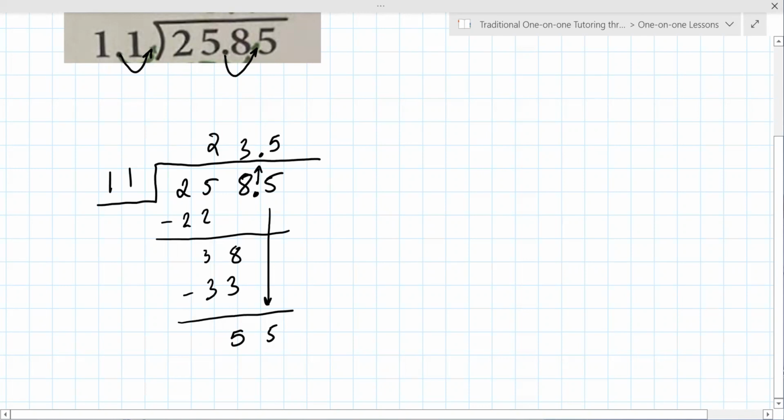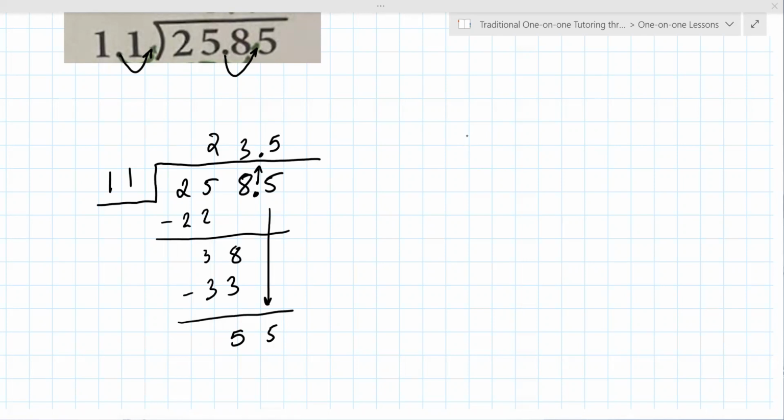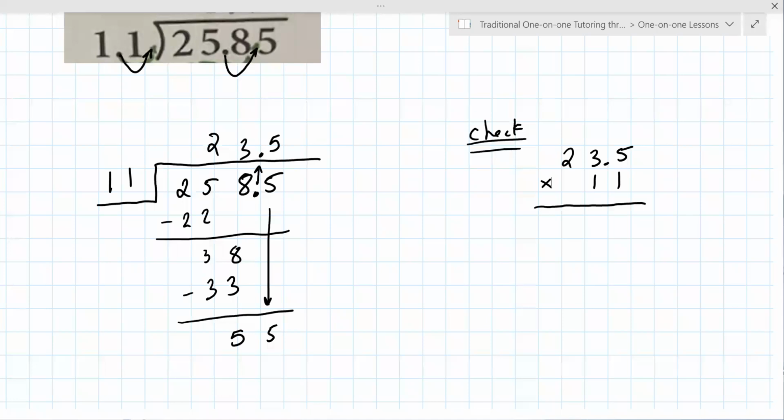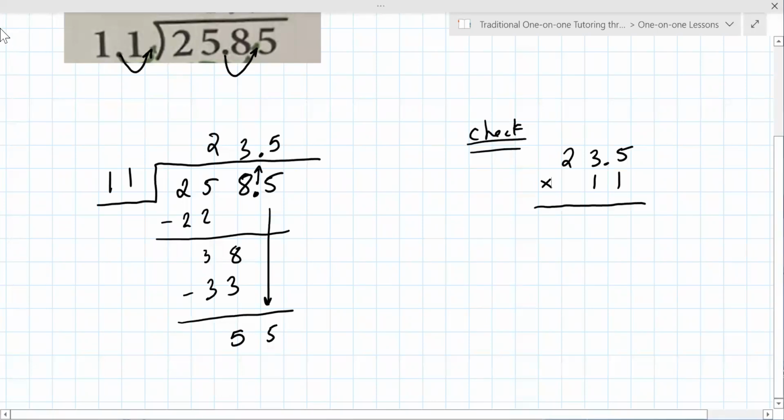Now, do you have to check these? I don't see a spot for it to check. So I don't think we need to. Okay, well, if you did, this is how you would check it. You multiply, and you need to line up not the decimal. So it's not 11.0, it's 11. You line up the digits here.